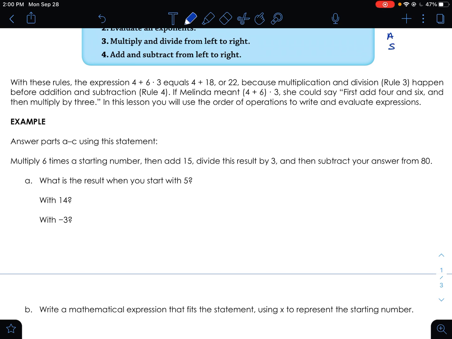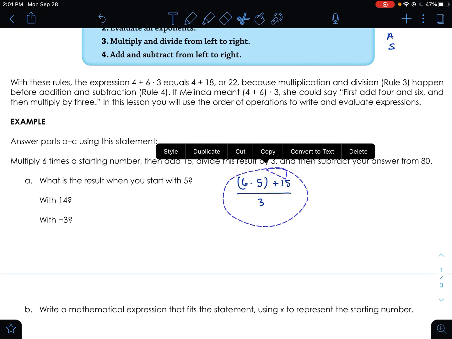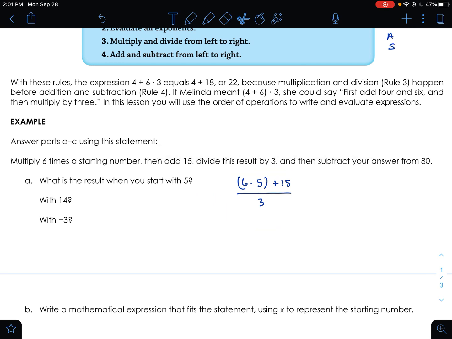It first asks, what is the result when you start with 5? First we take 6 times our starting number, which is 5, so that would be 30. Then we add 15 to that, and then we divide this by 3. And then subtract your answer from 80. The correct way to write this is to take whatever this expression is equal to and subtract that from 80. You do not want to put minus 80. It's 80 minus this expression.